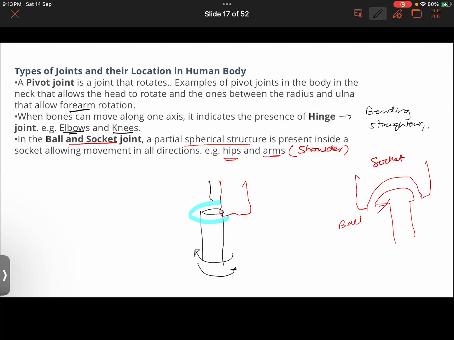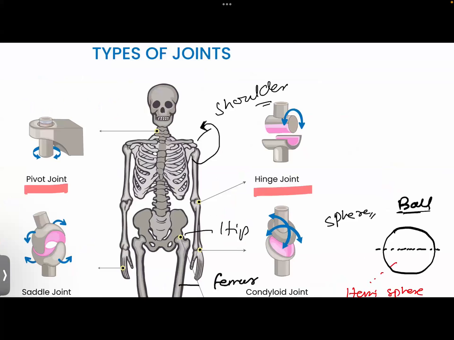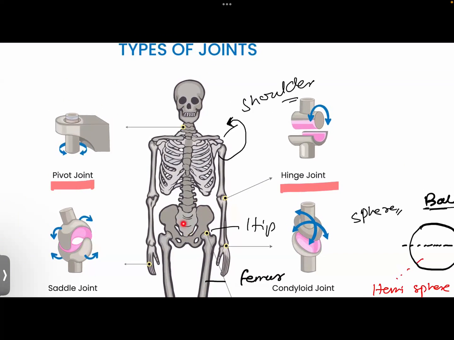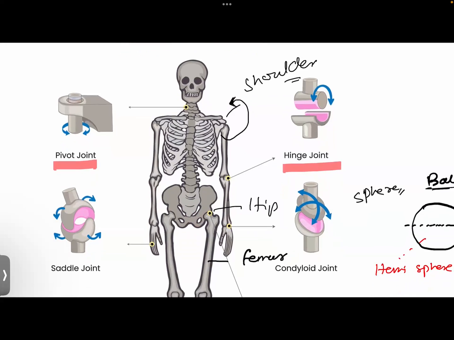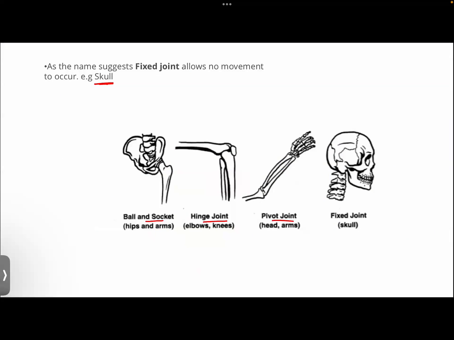So we have the example of the hip joint. This is the hip, and this is the femur bone. This is the leg bone. So the joint where the hip and the thigh bone connect is an example of a ball and socket joint, and we have the example of the shoulder also. So that was all about the different kinds of joints.